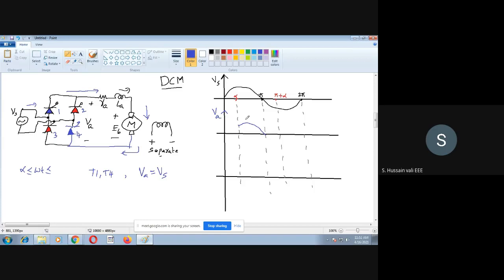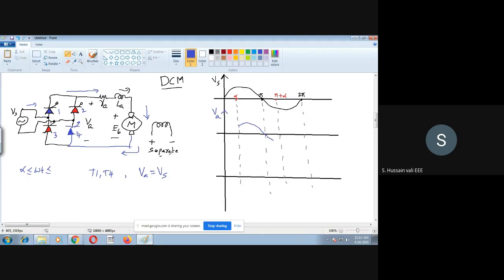After pi, the same situation: there is energy in the inductor, so that energy will have to circulate through a closed path. It forces thyristors 1 and 4 to conduct for some more duration. So 1 and 4 will conduct even though the supply voltage is negative after pi. Always remember, when thyristors 1 and 4 are conducting, or when thyristors 2 and 3 are conducting, the output voltage is the same as the supply voltage. So let me extend this blue line for some more duration. Okay, it has extended for some more duration now here.